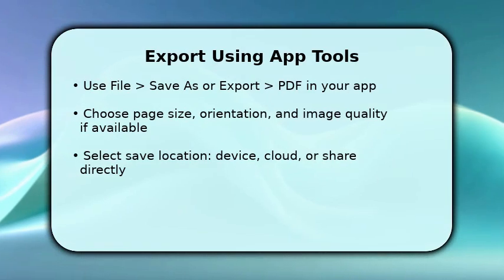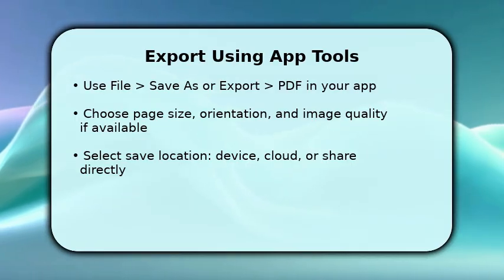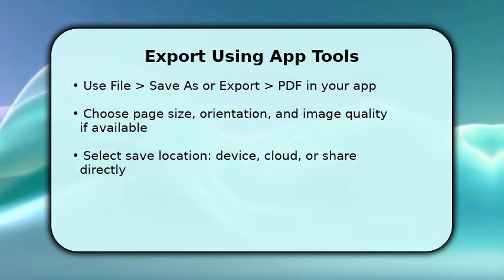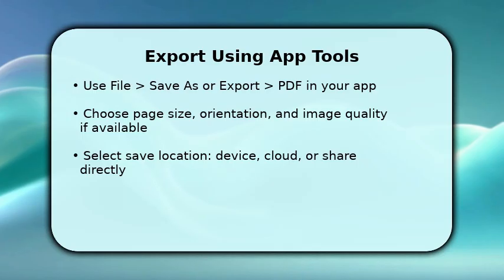Now use the app's export feature to create the PDF. Tap File or the menu, then Export or Save As and choose PDF. You select page size and image quality. Higher quality preserves photos but increases file size, so choose based on your need.